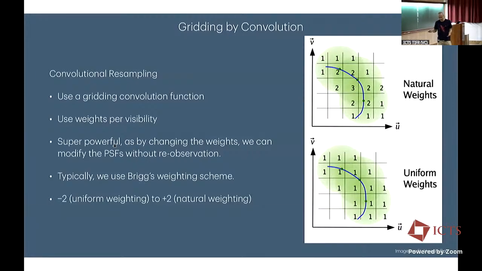In this way, you can steer your beam. With natural weights, you have higher sensitivity, but less resolution because you're emphasizing the short baselines. With uniform weights, you're emphasizing the long baselines, so you get higher resolution, but your point spread function is going to look pretty bad because you have all sorts of holes in your UV plane.